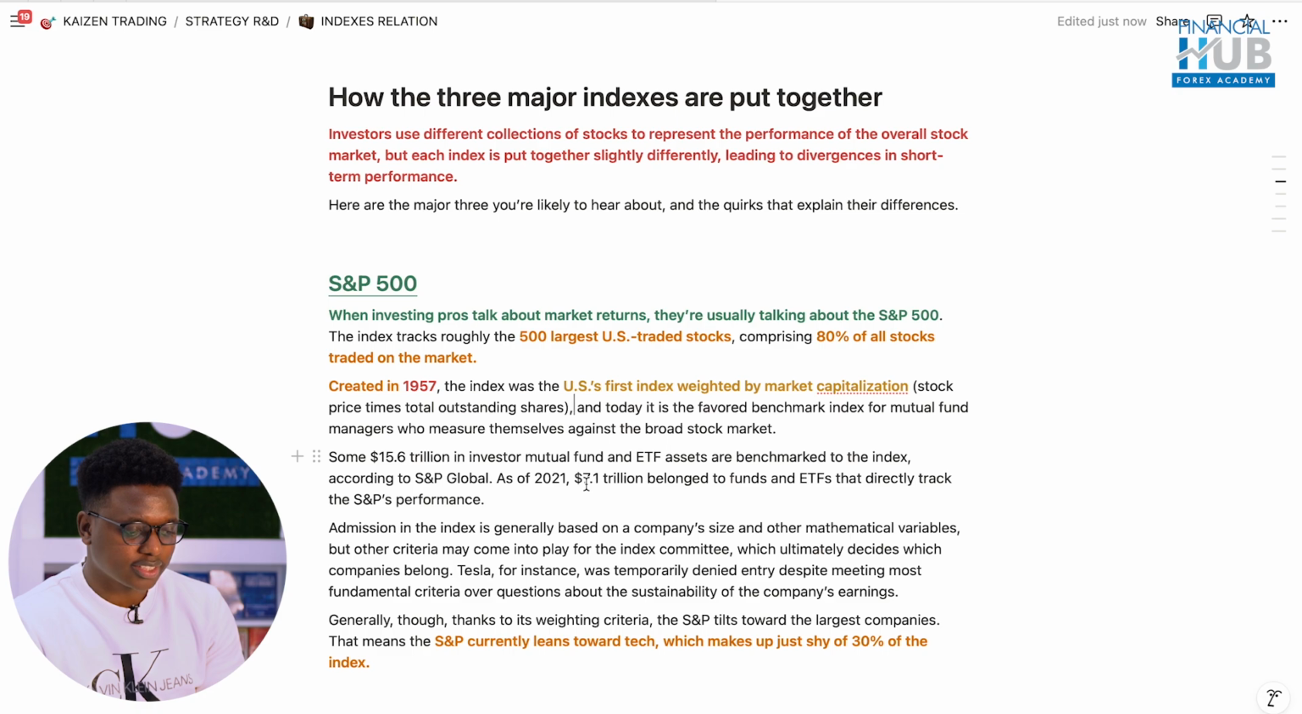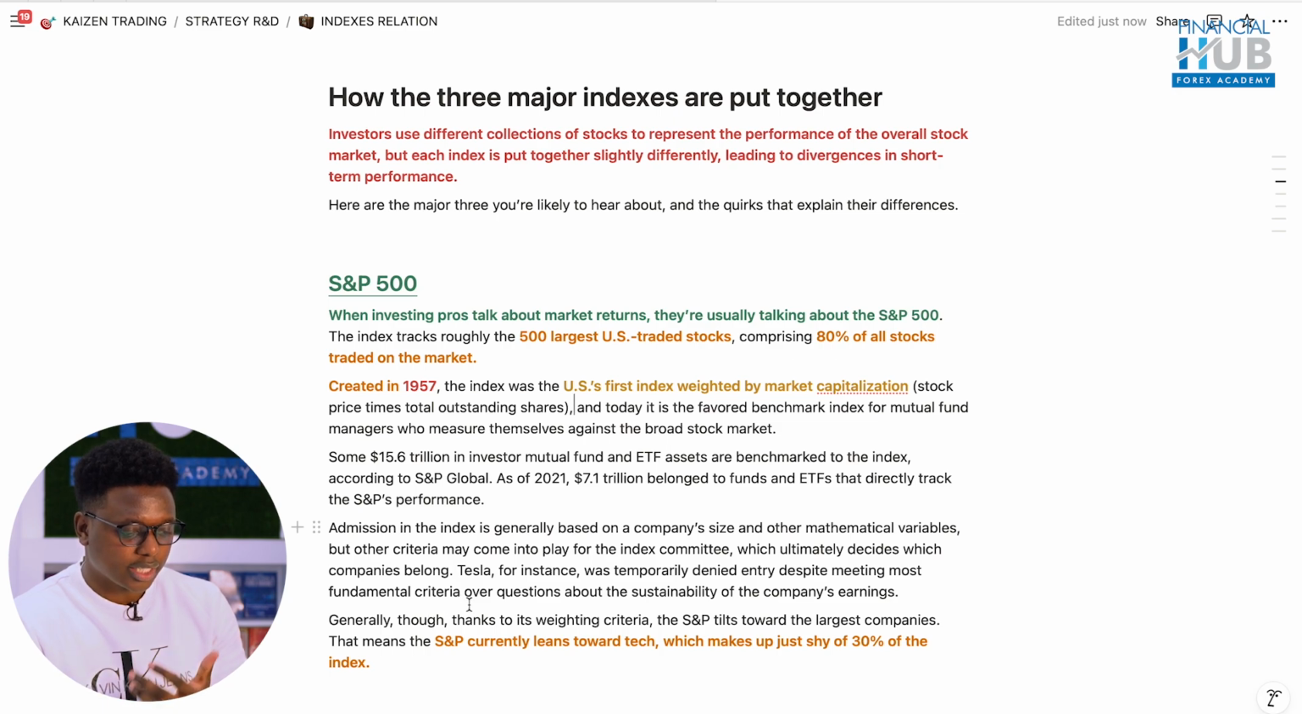According to S&P, as of 2021, 7 trillion belong to mutual funds. Those are just extra information. Admission in the index is generally based on the company's size and other mathematical variables, and other criteria may come into play. Tesla, for instance, was temporarily denied entry despite meeting most fundamental criteria, over questions about the sustainability of the company's earnings. They tend to fluctuate a lot.